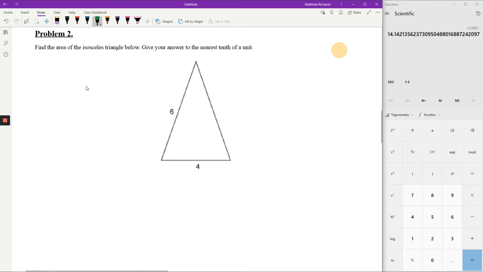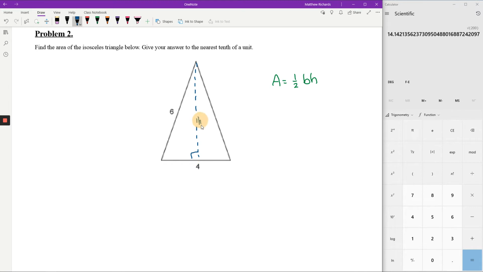Question 2. Find the area of the isosceles triangle below. Give your answer to the nearest tenth of a unit. Well, area of triangles is always going to be 1/2 your base times your height. Remember, your base and your height of triangles meet at right angles. And so as I draw in my height for this triangle, this line coming down here is my height, because it meets at a right angle.